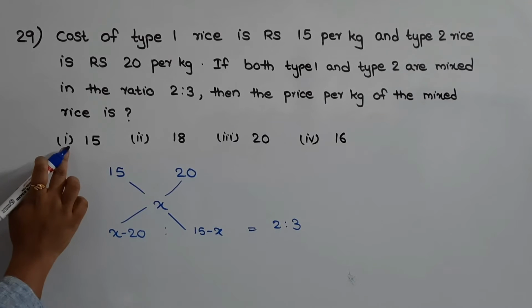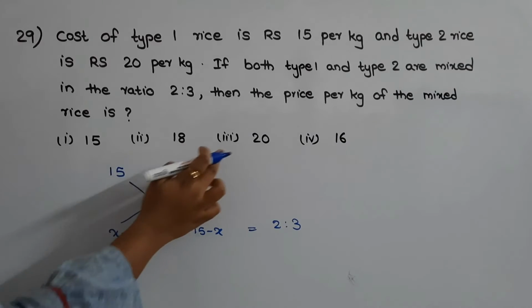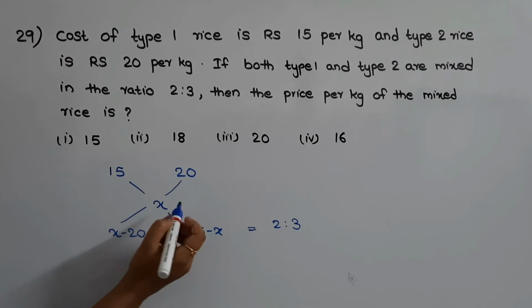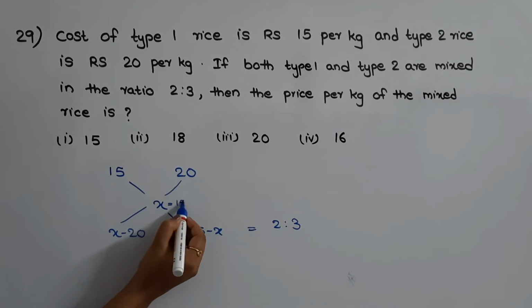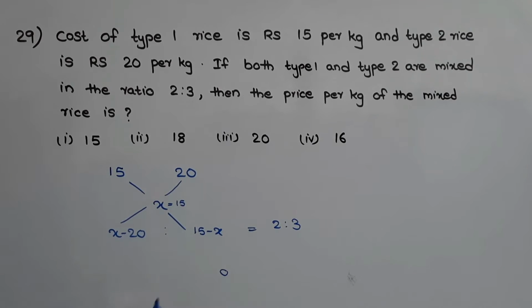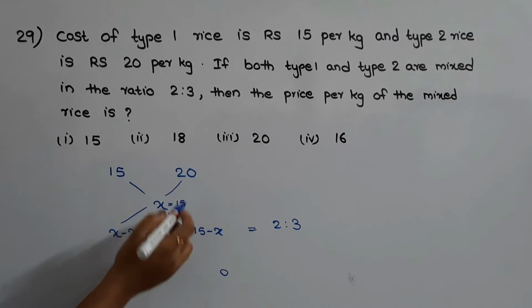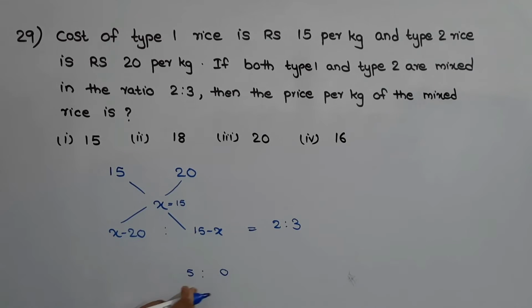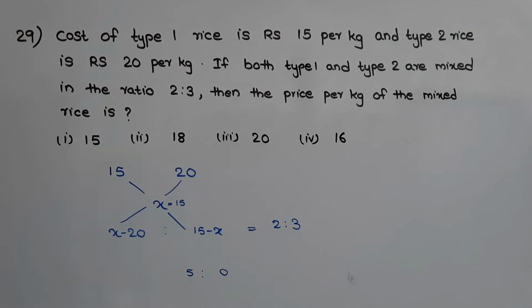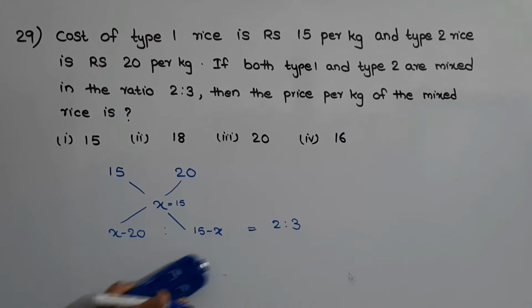So this we can do by option verification method. Substitute the values given in the option for this X. Let us first substitute 15 for this X. The difference between this both will be 0 and the difference between this both will be 5. So we are getting the ratio as 5:0, but we should get the ratio 2:3. So option 1 is not possible.